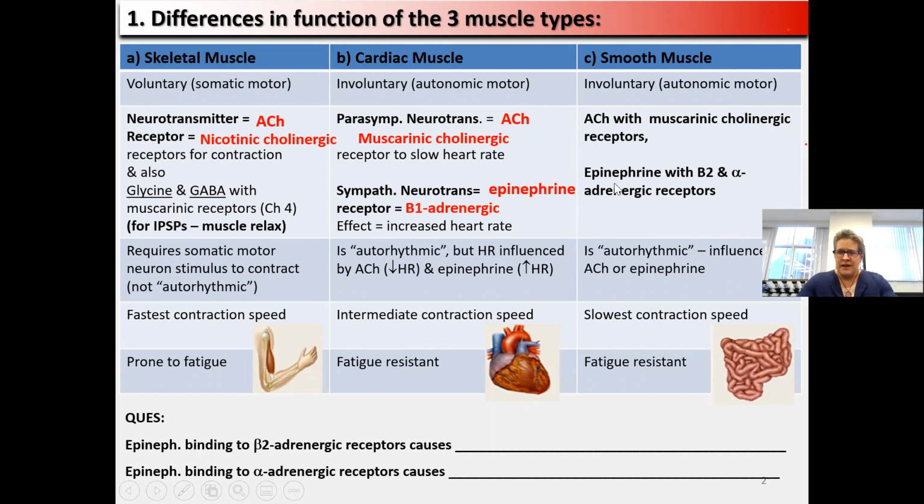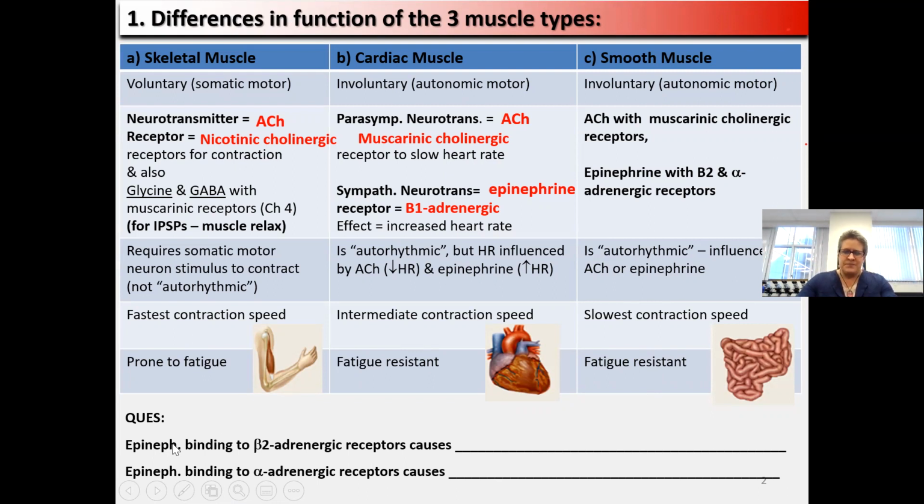Now, its fight-flight neurotransmitter is epinephrine again, but there are multiple adrenergic receptors, and I'm only showing a few of them right here. The beta-2 receptor on smooth muscle of your bronchioles and beta-2 receptor that's found on the smooth muscle of arteries going to skeletal muscle, and alpha adrenergic receptors that are found on all things GI. So your GI contractile speed is the slowest among the 3 categories here, but it's also fatigue resistant.